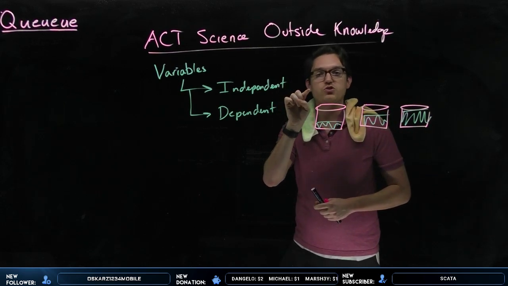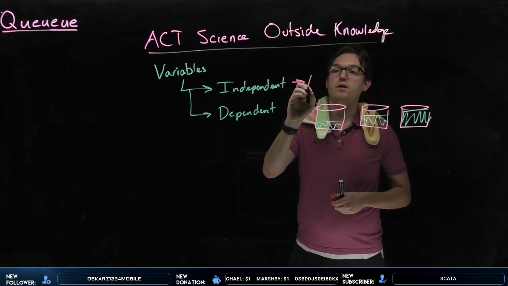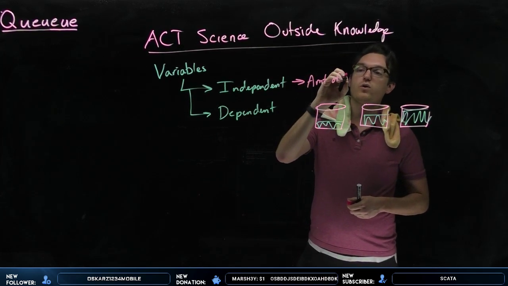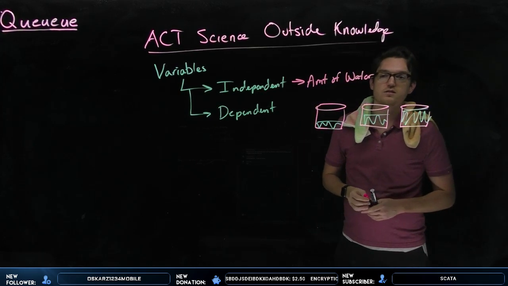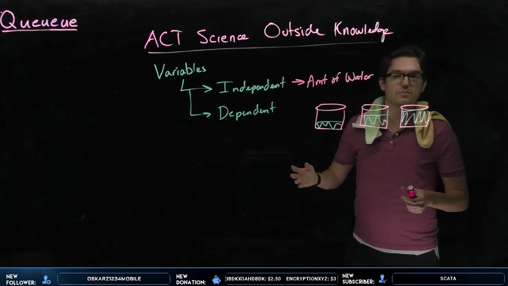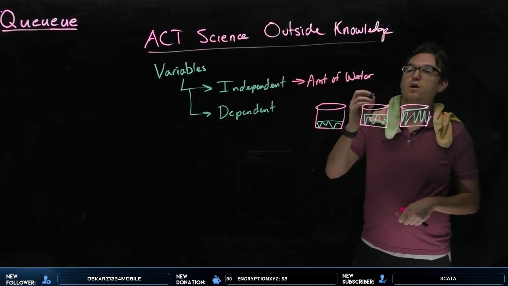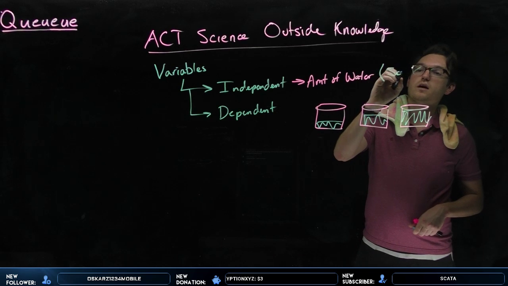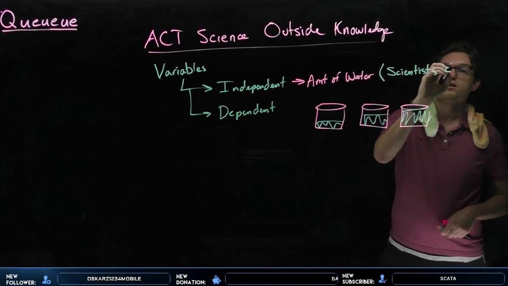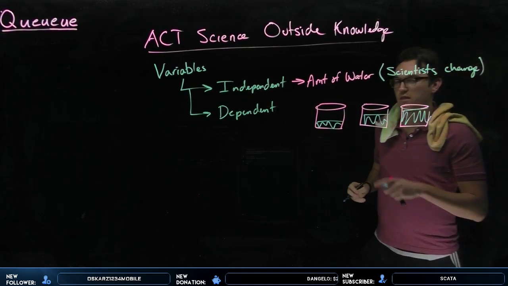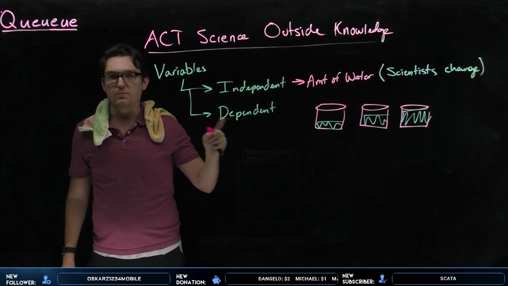The thing that you're in control of that you are changing is the independent variable. So in this case, it's going to be amount of water. It's weird because it's independent, so you think, oh, it doesn't change. It does change. It'll make more sense in context of the dependent variable, okay? So the thing that the scientists are changing is the independent variable. Scientists change this. That's the important thing. The thing that changes in response that you measure is the dependent variable.